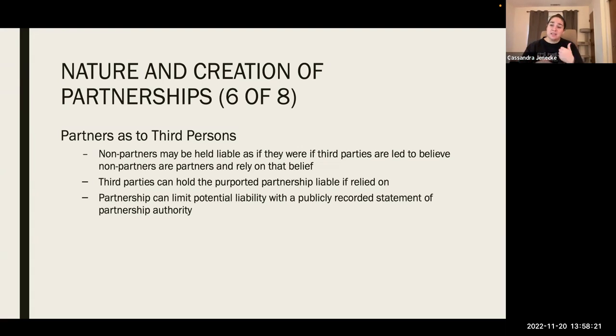If they relied on that to their detriment, then that person, even though they're not a partner, may be held liable for, let's say, a breach of that contract by the owners, where that third party relied on the manager in making their decision to contract with the business in the first place. So it can be really important that you, as maybe a non-partner engaging in partner-like activities for the partnership, make note to any third party.